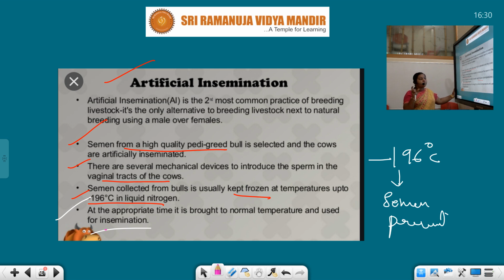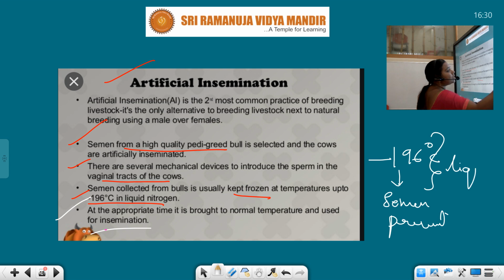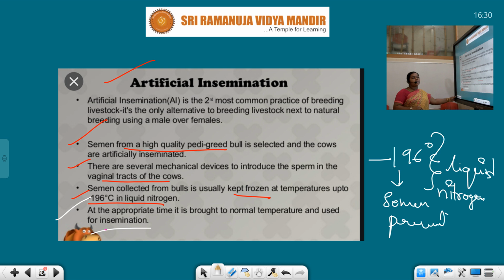The semen collected from the bulls is usually kept frozen at temperatures up to minus 190 degrees centigrade in liquid nitrogen. One more important point, students: what we have to store, we have to store in liquid nitrogen. At the appropriate time it is brought to normal temperature and used for the insemination. Whenever you want to use it, it needs to be brought to normal temperature, then used for the artificial insemination.